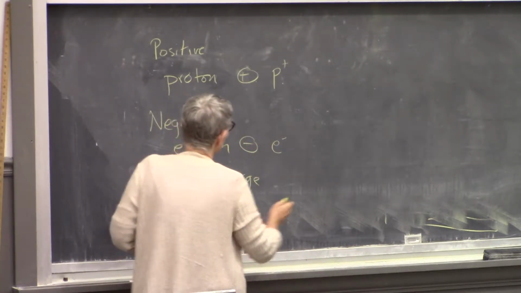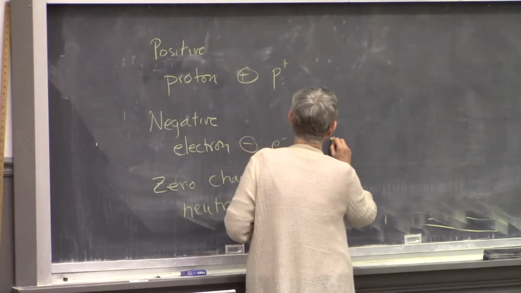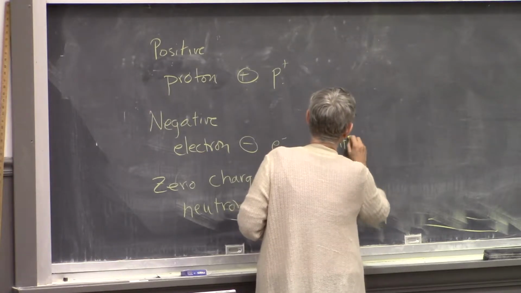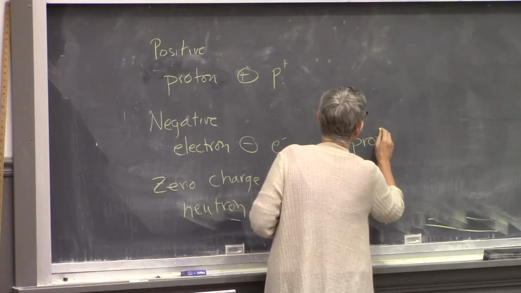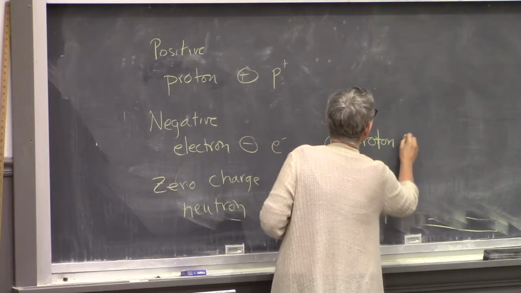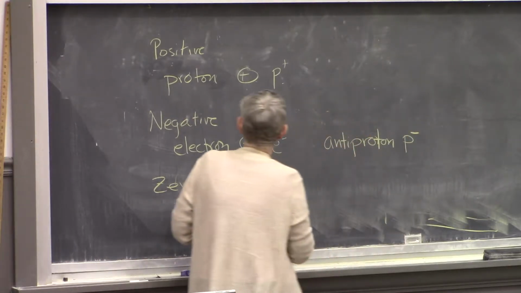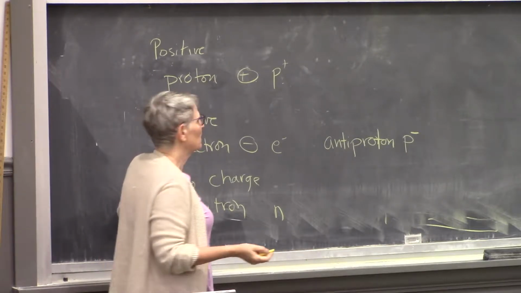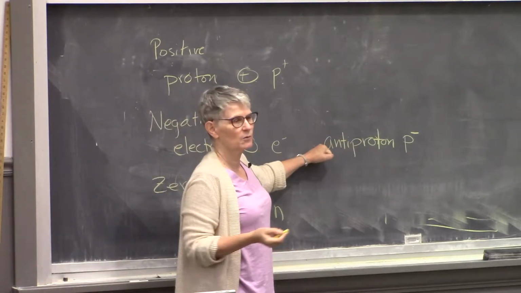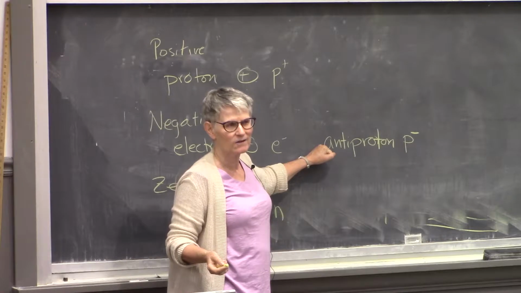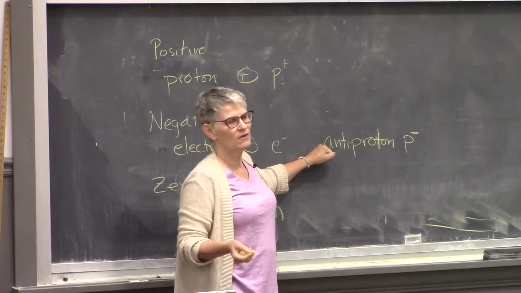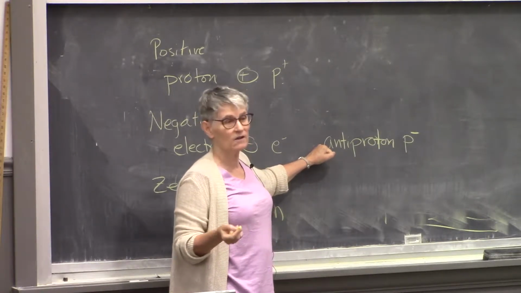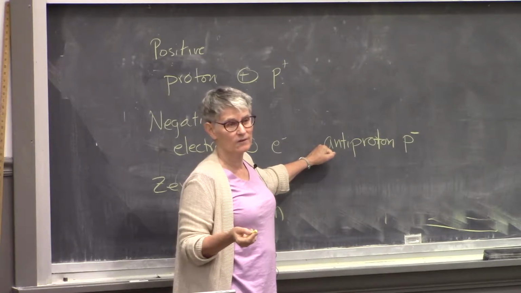But we also might have an antiproton, which we'd call a P minus. There are antielectrons. And how is an antiproton different from a proton? Well, it's got the same mass. It's the same size. It just has a negative charge instead of a positive charge.